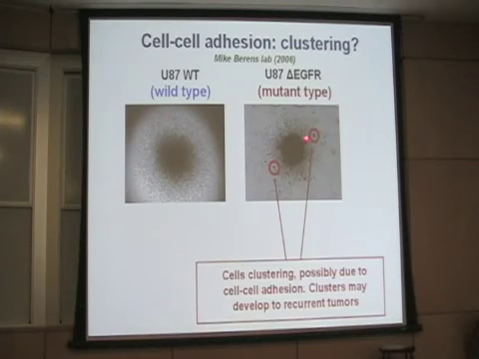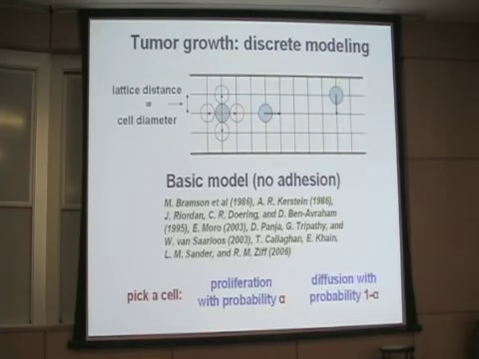Those are just small cell clusters which are formed in the invasive zone, and maybe those small clusters will develop into secondary tumors afterwards, when the primary tumor is taken out. So the question is, why do those cells cluster? So let me present our discrete agent-based model.